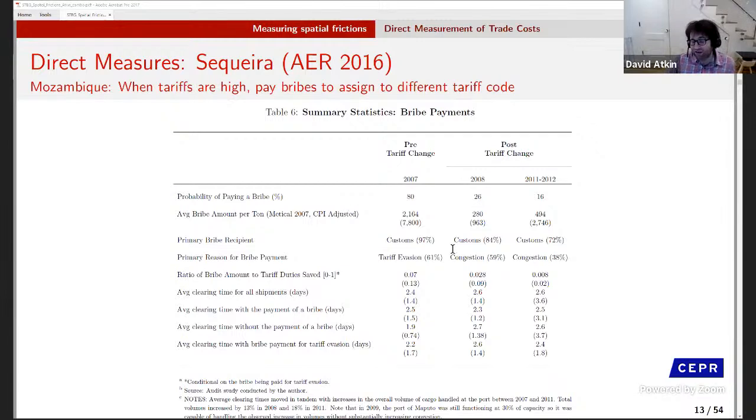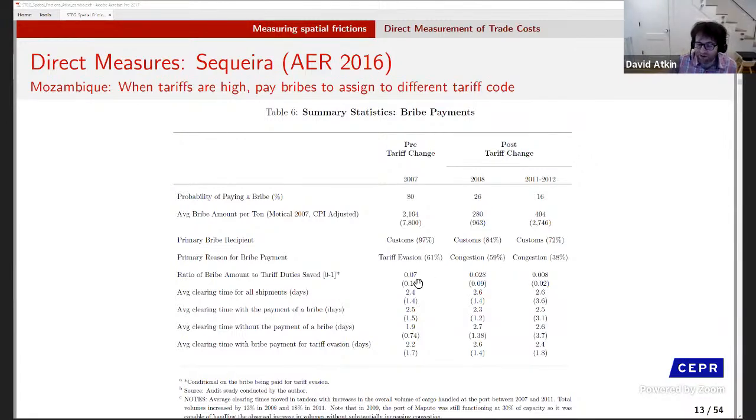And once you put in the lower tariffs, then people stop paying bribes and they're willing to pay the tariffs. So the proportion paying a bribe falls from 80 to 26%, and the bribes that are still being paid are primarily to deal with congestion, to essentially get your stuff to move through faster rather than to pay a lower rate.